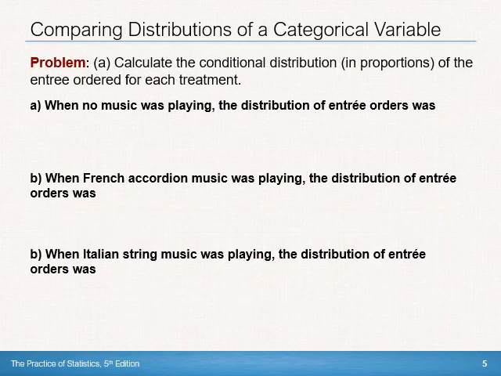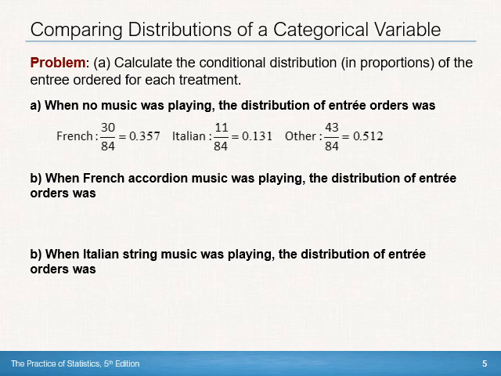I'll show you the first one, and then try to calculate your proportions for the other ones. So when no music is playing, what's the distribution of entrees ordered? For French, we sold 30 out of 84. The Italian is 11 out of 84, and the other type of entrees is 43 out of 84. So do that for the other two situations.